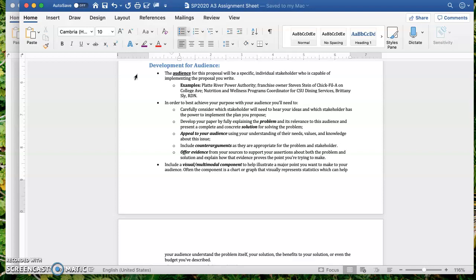So again, picking a group of people within a community that isn't a single person who can open up your letter and read it, you want to get really specific. So some examples might be franchise owner Steven Stein of Chick-fil-A on College Ave, right? That's really specific. Or Brittany Sly, the Nutrition and Wellness Programs Coordinator at CSU. Getting as specific and local as possible is going to make your argument much more effective because you're not biting off more than you can chew.